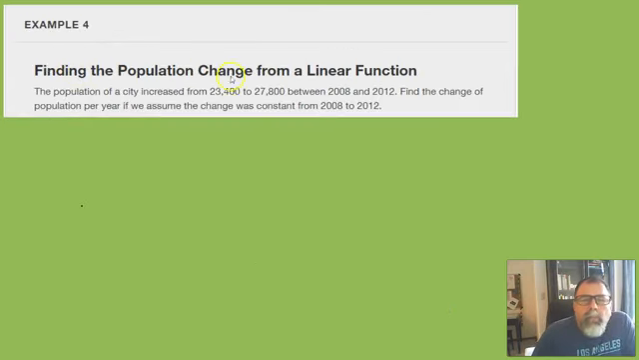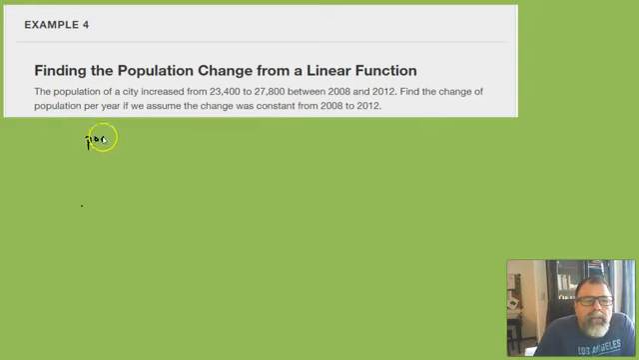Example 4, finding the population change from a linear function. The population of a city increased from 23,400 to 27,800 between 2008 and 2012. Find the change of population per year, if we assume the change is a constant from 2008 to 2012.